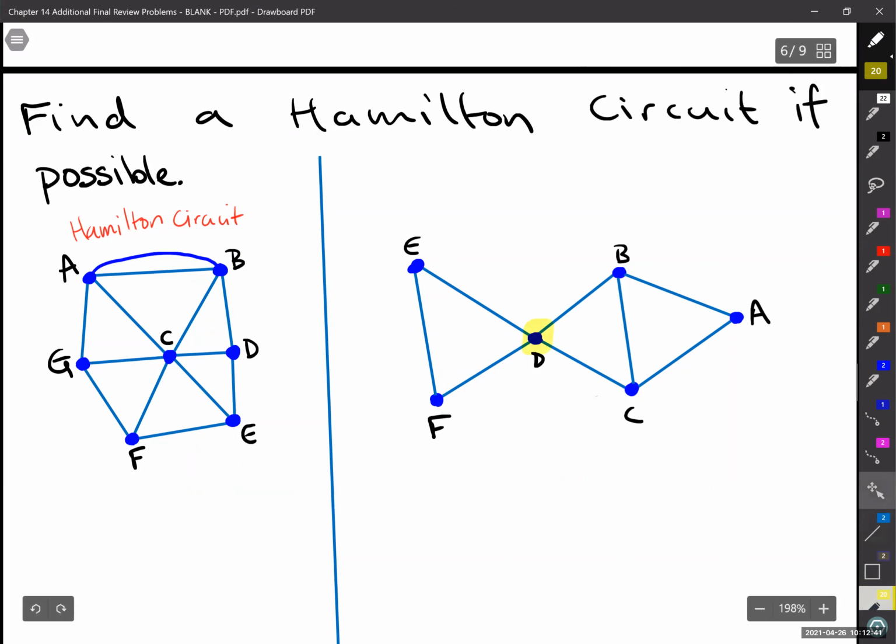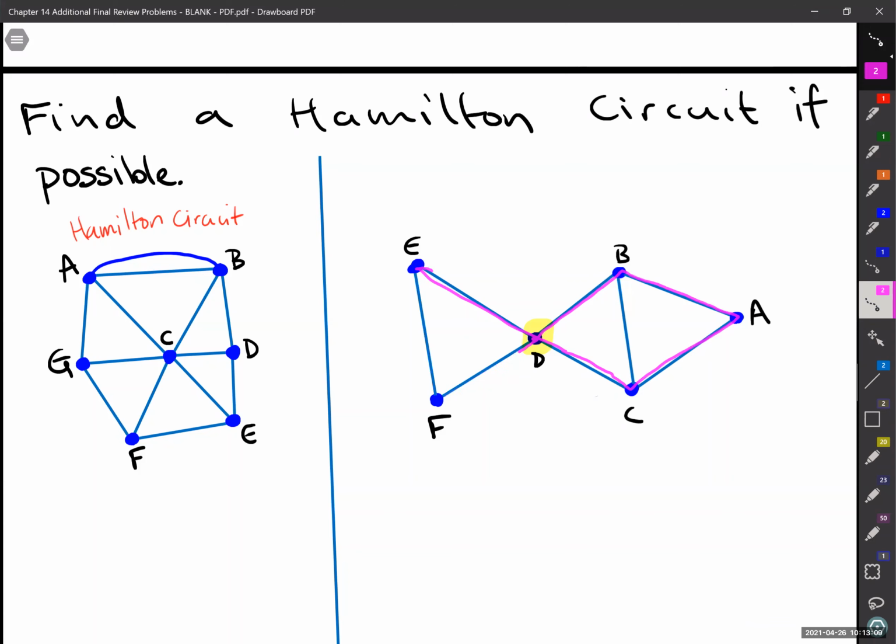Because imagine I started at E, then if I started going along this way, to be a circuit, don't I eventually have to come back to E? Do y'all agree? So once I pass through, I've already used the vertex D once. Do we agree any path I draw would force me to go through D again, which would be the breaking of a Hamilton circuit? So if you ever have two sides of the graph and it all squeezes down to a single point, because you'd have to double cross that point, you know definitely there's not a Hamilton circuit.